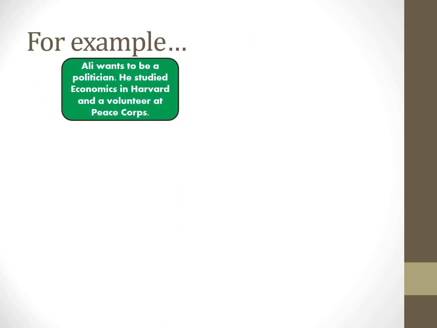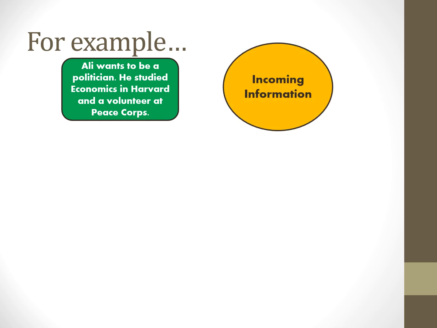Ali wants to be a politician. He studied economics in Harvard and is a volunteer at Peace Corps. So this is the information that you have with you. You have the character Ali. You know what he wants to be, a politician. You know that he studied economics in Harvard, and he is also a volunteer at Peace Corps. So Peace Corps is basically a corporation that does voluntary activities. So this is your incoming information.